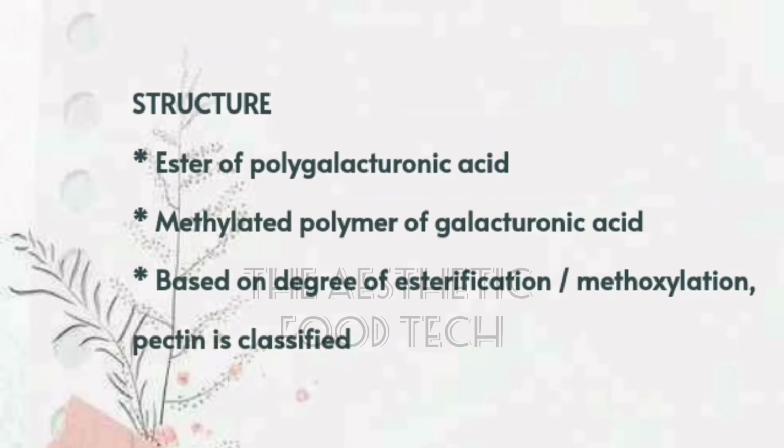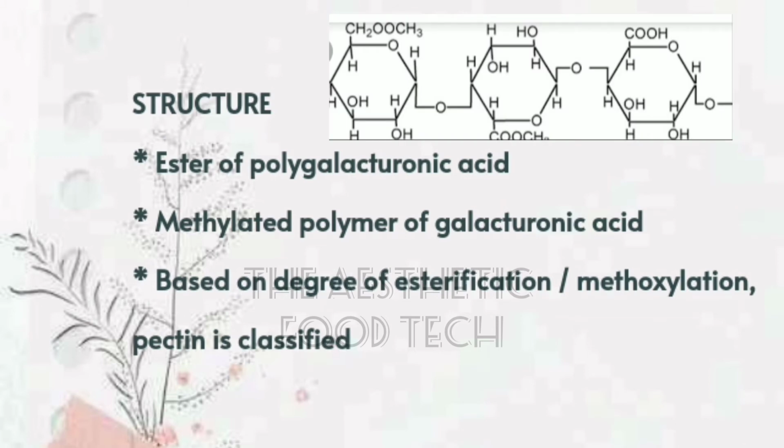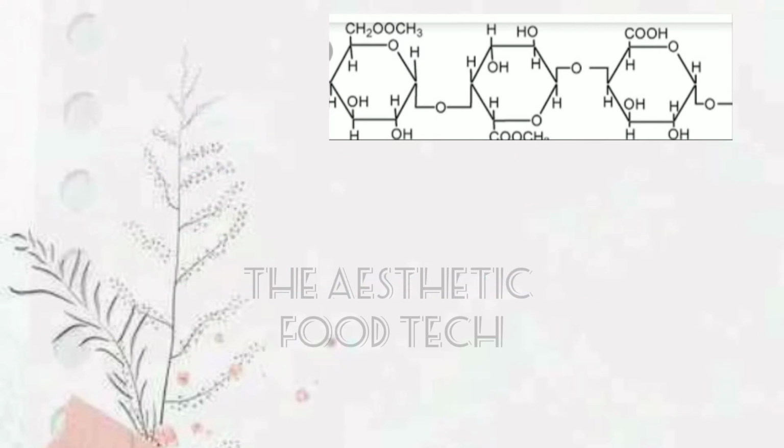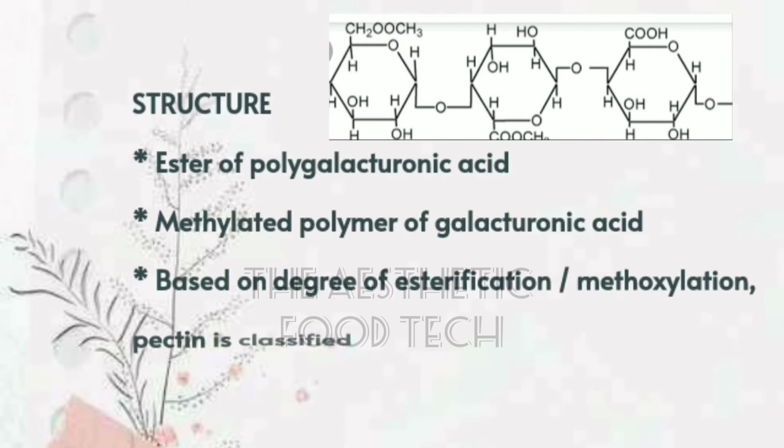Structure of pectin. Pectin is ester of polygalacturonic acid. Or in other words, we can say that pectin is methylated polymer of galacturonic acid. The figure is given in the video. Pectin can be classified based on structure, that is, based on degree of esterification or degree of methoxylation.